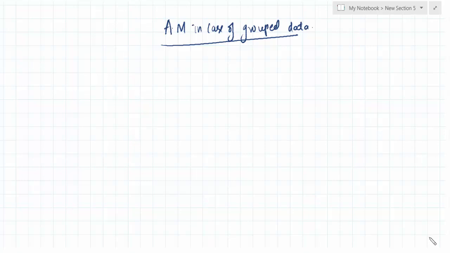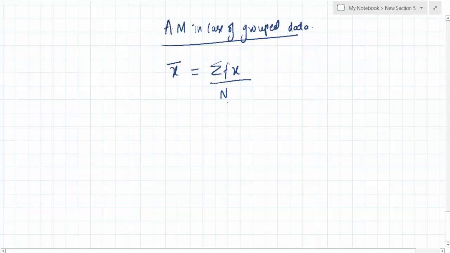How to find out arithmetic mean in case of group data? If you have group data, then you can use the following formula to find the arithmetic mean. X bar is equal to summation of fx divided by n. So you have to be clear what each and every item denotes.